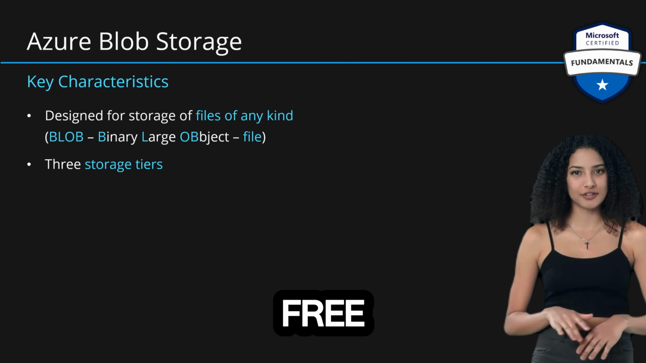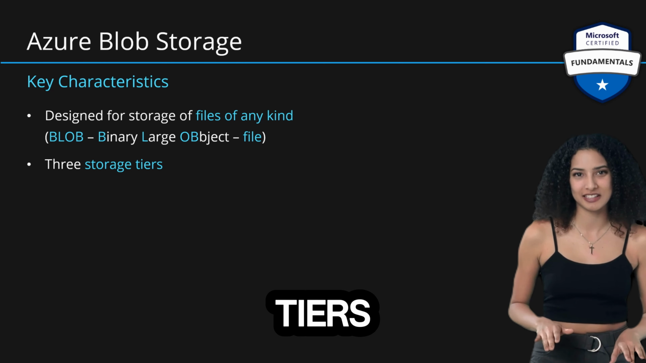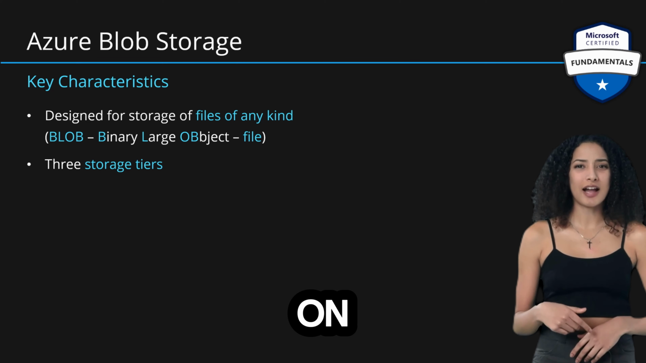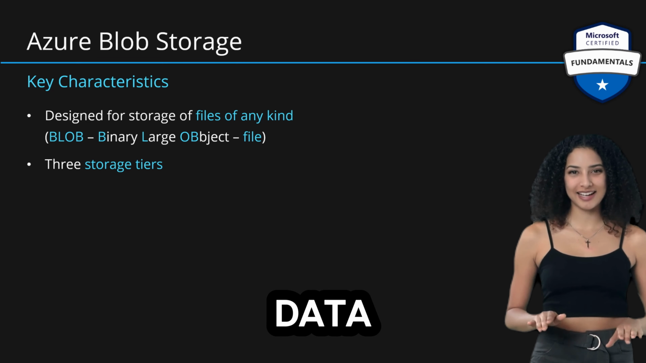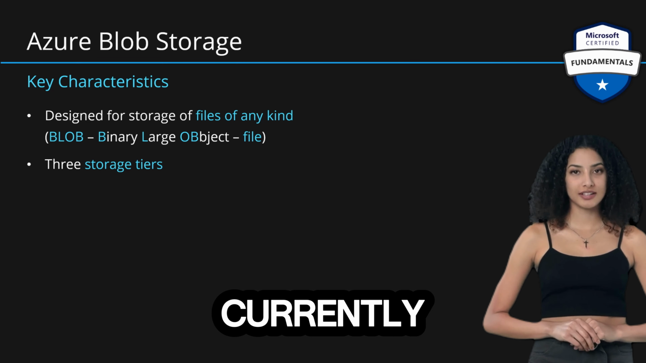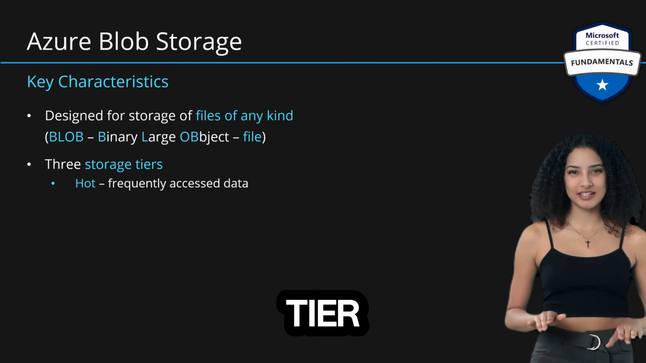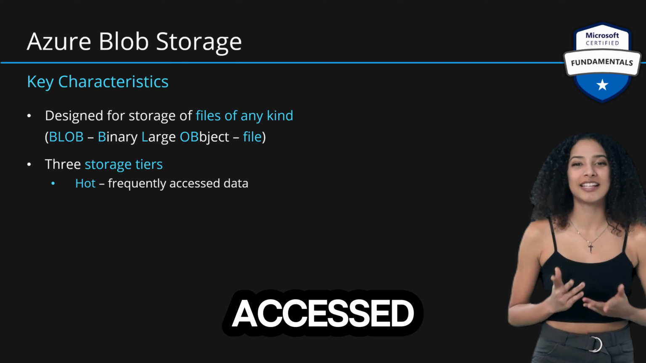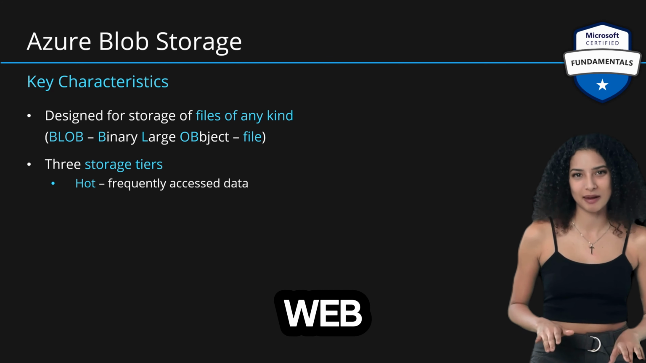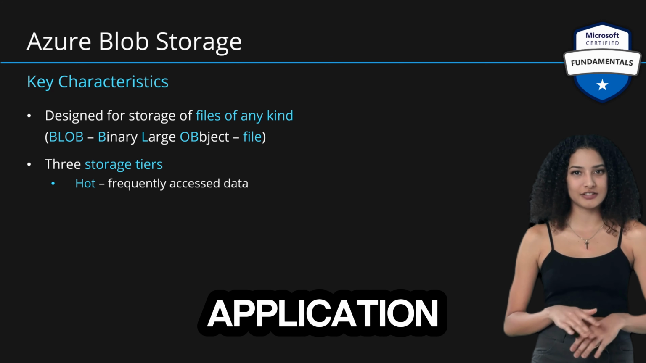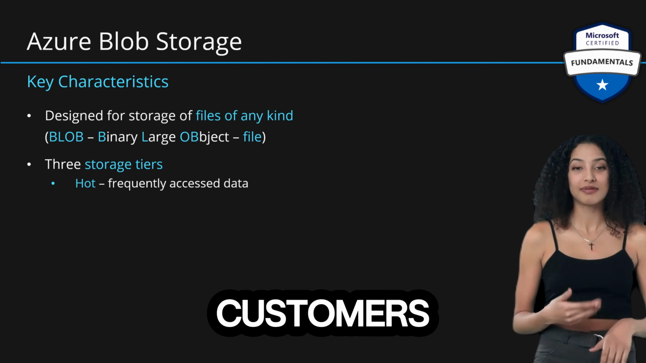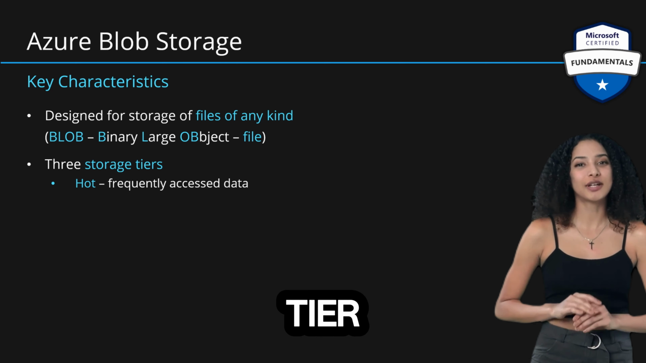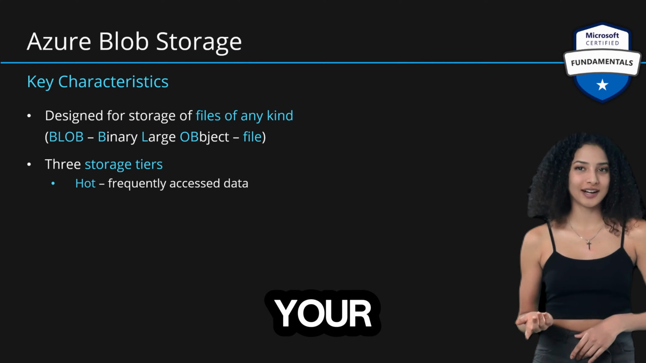Additionally, there are three storage tiers. Storage tiers allow Microsoft to provide you better performance and better pricing depending on how often you access your data. That's why there are currently three storage tiers, and the first tier is so-called hot. You use this for your frequently accessed data. So if you're building a web application and this web application is serving images to your customers, then this would be the storage tier that you would use because the hot storage tier provides the best performance for your files.